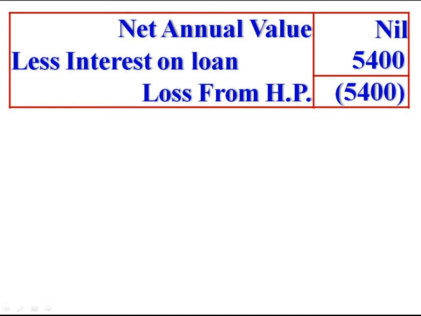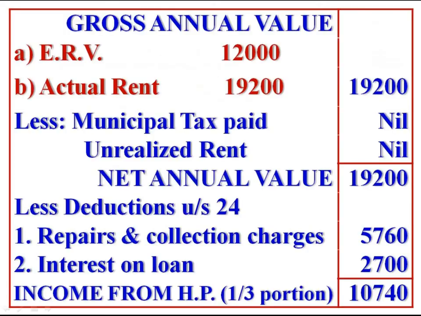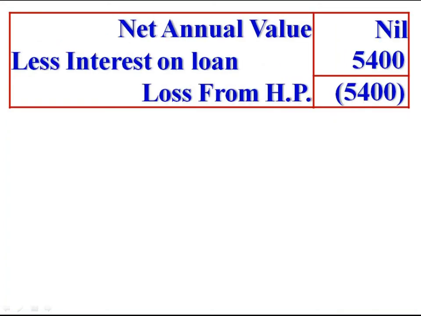The net annual value of the self-occupied house shall be taken as nil. From this, we are allowing deduction in respect of interest on loan. Total interest 8,100. Therefore, interest on loan for the 2/3 portion, 8,100 into 2 by 3, 5,400. Now we get loss from house property 5,400. This is the income from house property of the 1/3 portion, which is let out, 10,740. Then loss from the self-occupied house 5,400.